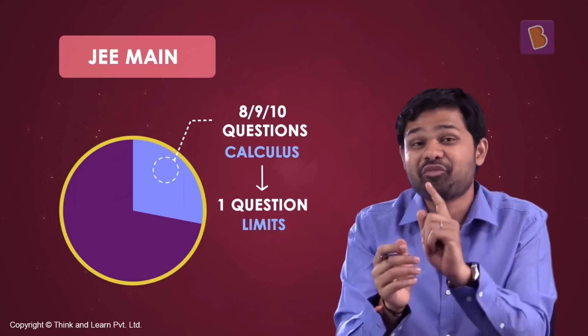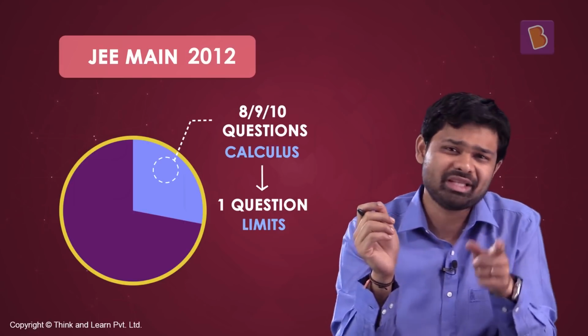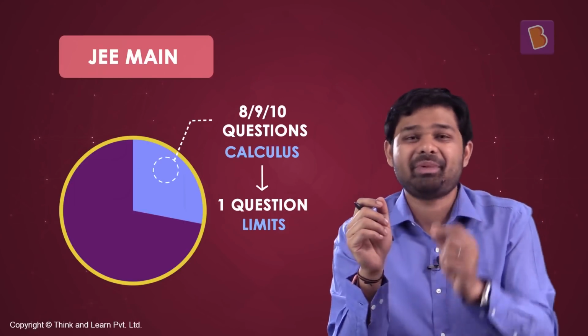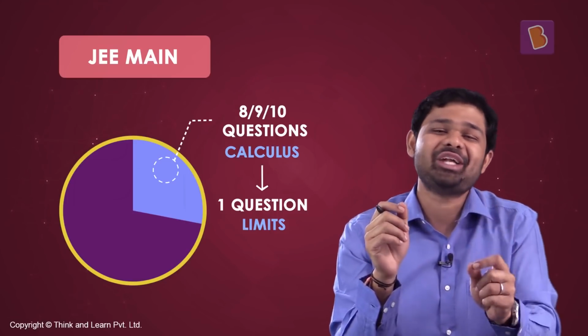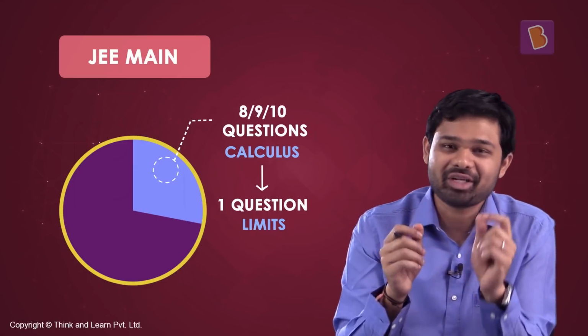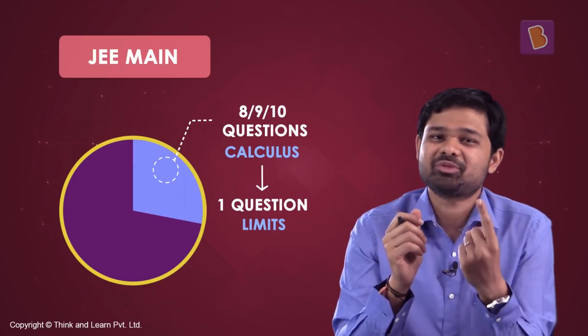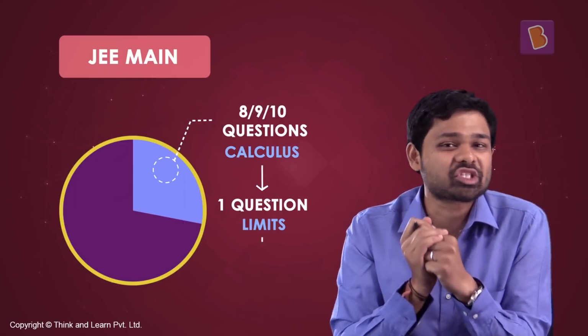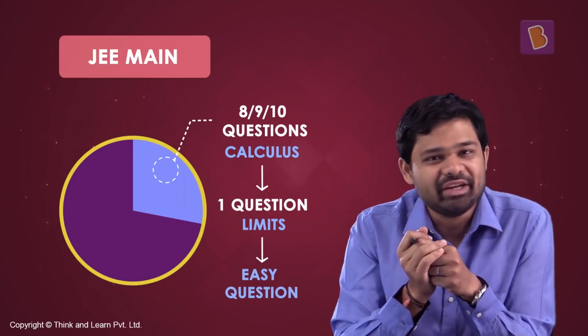This has happened from 2012 all the way up till the recently concluded 2019 JEE main examination. Every paper had 1 question where you had to evaluate a limit. So limits, a very, very important topic because 1 question comes from here. And what is more is that this question which comes is actually not a very difficult question.